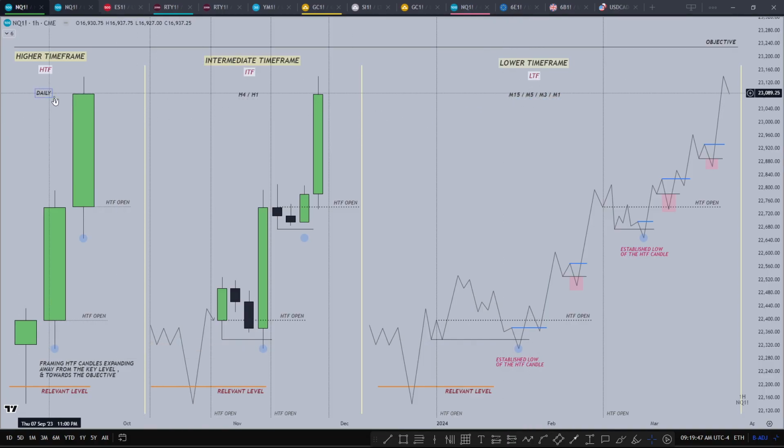Like with daily candles' OHLC, I will use 1 or 2 time frames lower for the intermediate time frame confirmation or better structure. Oh, where did this line go?